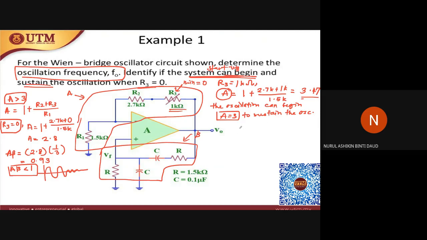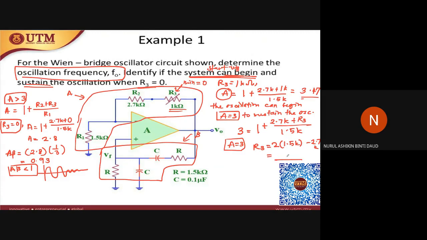Okay, so what you can do is set the value to 3, right? 3 equals 1 plus (2.7k plus the value of R3) over 1.5 kilo. In order for the oscillation to sustain, which is A equals 3, the value of R3 should be 2 times 1.5k minus 2.7k, and you will get the answer. If you calculate, you will get the answer.